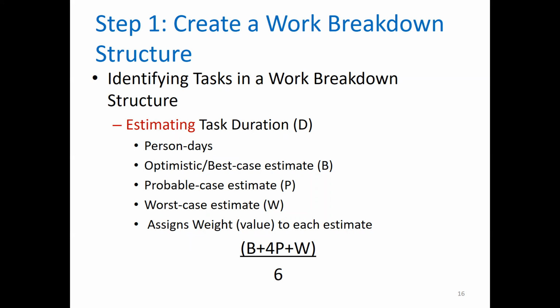And then P is the probable case scenario. Probable is you giving a probability. And W is the worst case scenario. So in the worst case scenario, it will take me this many days to complete this particular task of the project. Now, which one takes the shortest time?